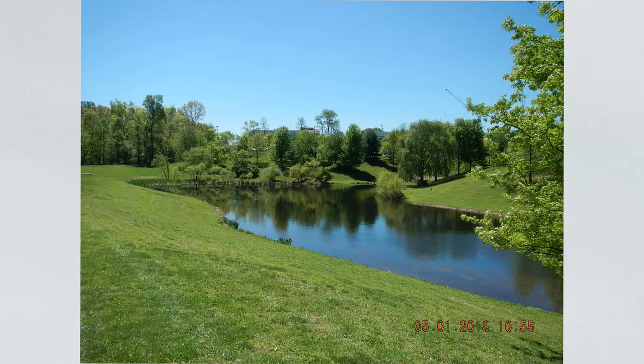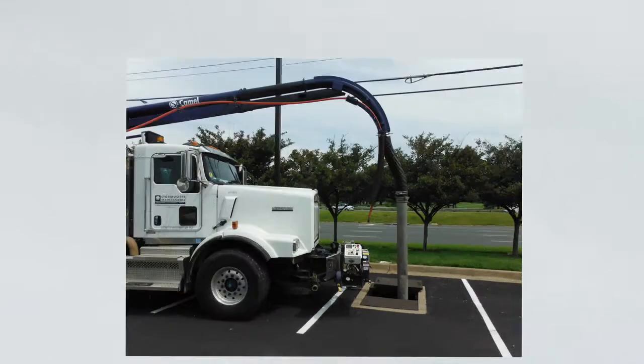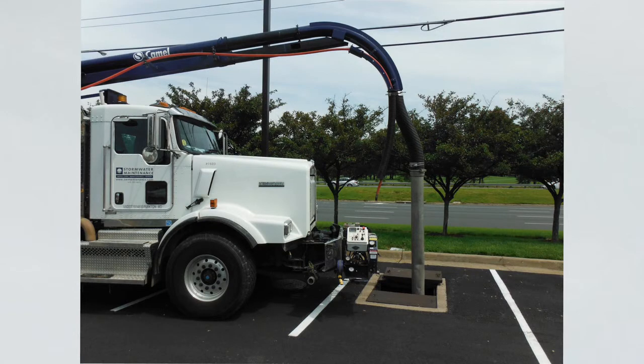These can be more aesthetically pleasing, and in some cases these are at the front door of the site because they're actually wet ponds that can be quite an amenity to a site or a community. There's also underground pipe and vault systems. In many cases, people that have these on their sites have no idea that they're even there until a municipality happens to inform them that they need maintenance.